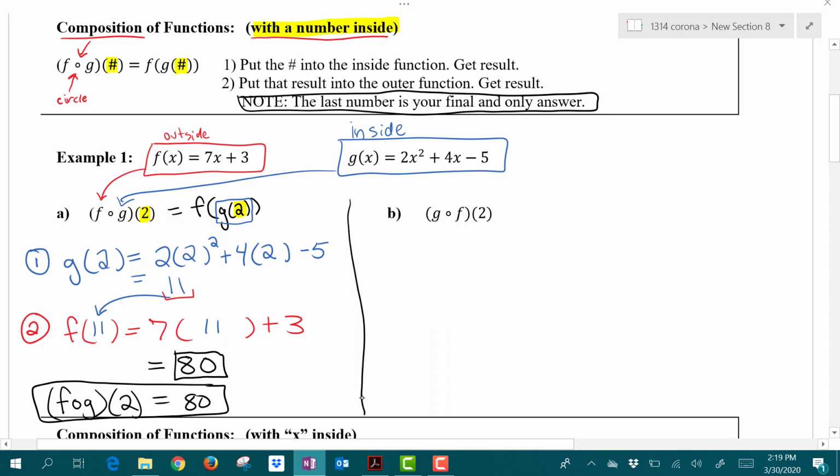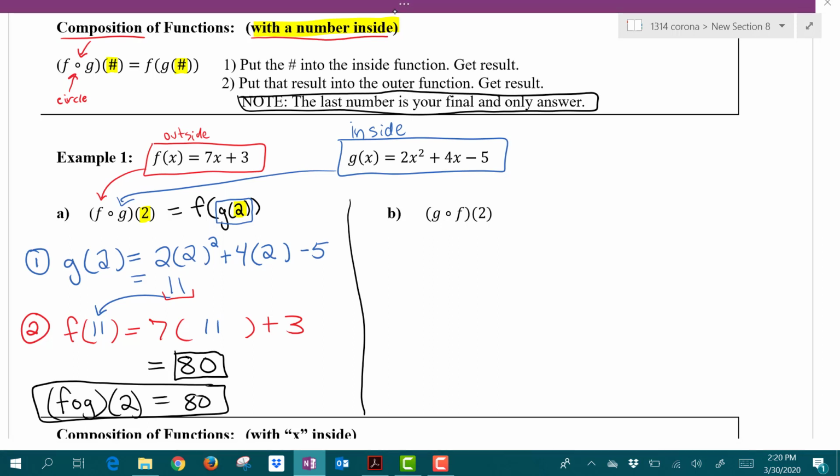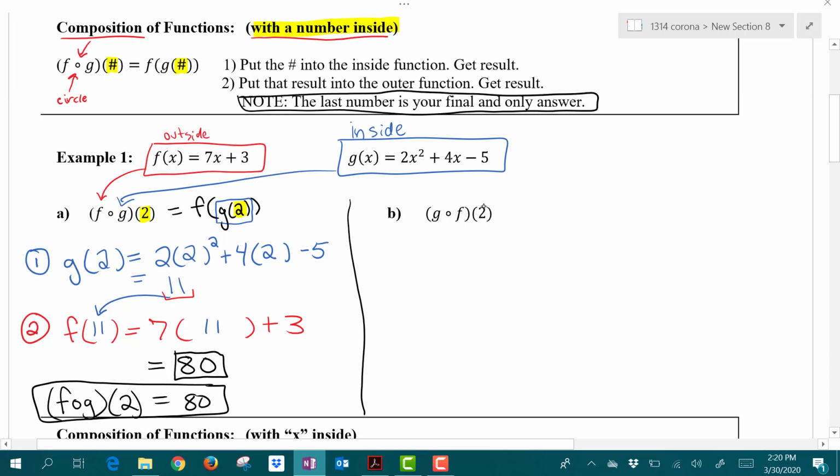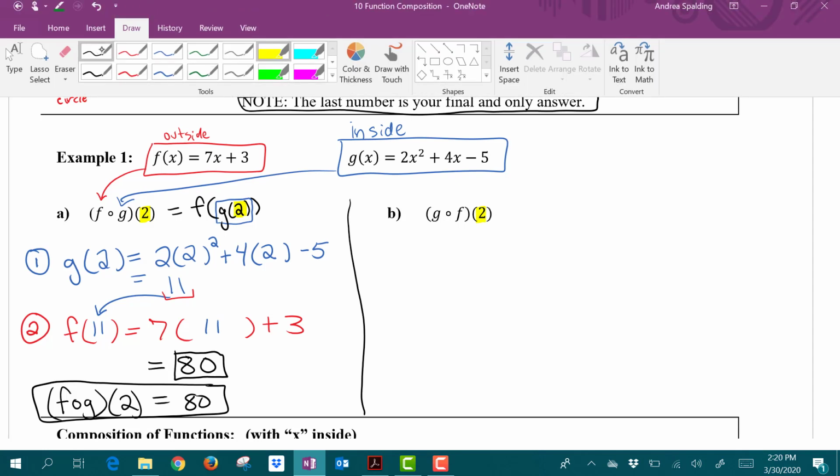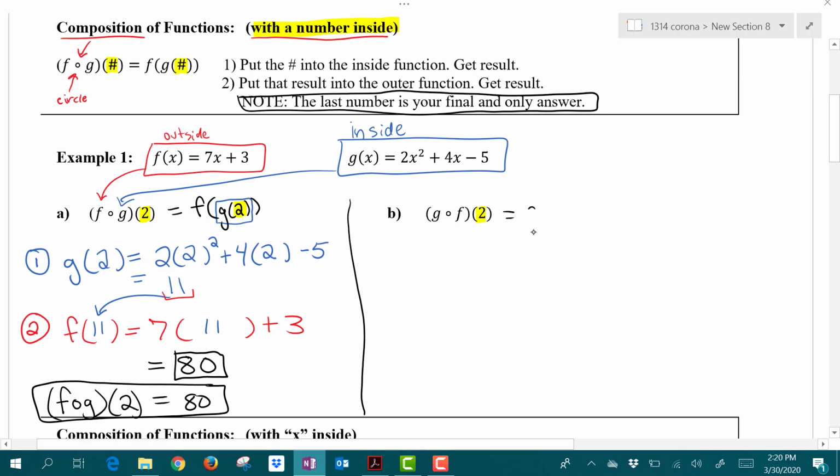Part B is actually going in the opposite direction. We have g circle f of 2, so we have a number going inside of the composition, that number 2. First, we're going to write out our definition. The definition is g first, and then parentheses. Inside of that, we're going to drop in f, and inside those parentheses, we're going to put in a 2.